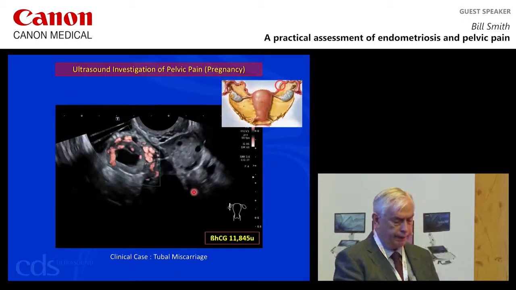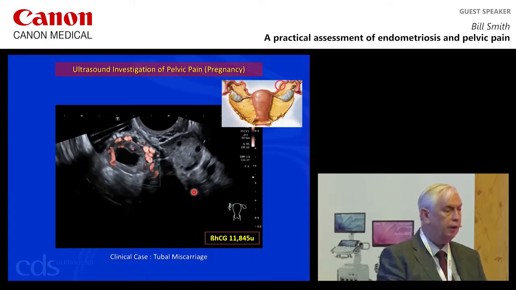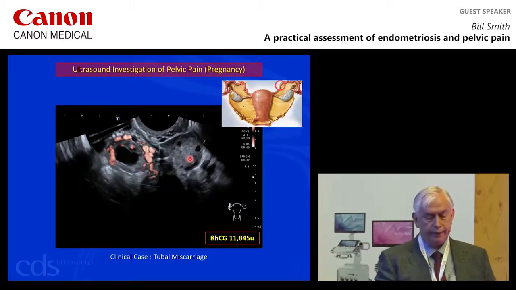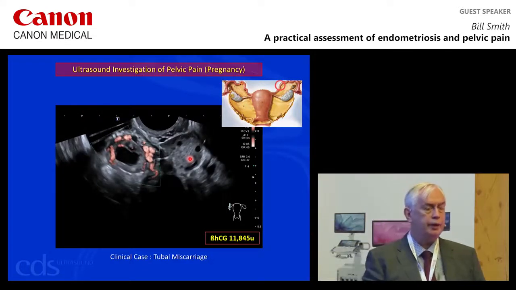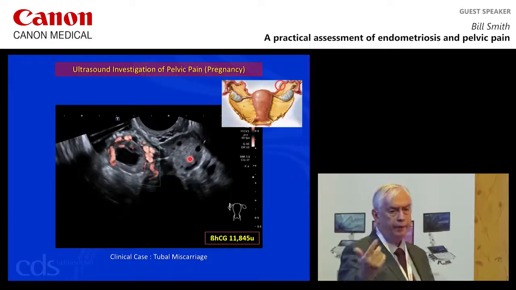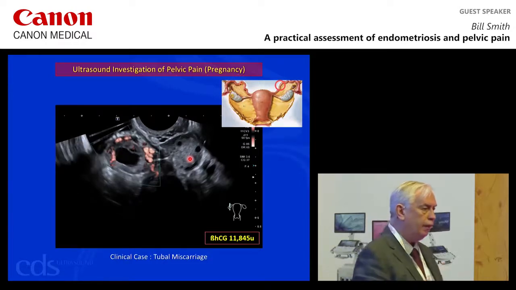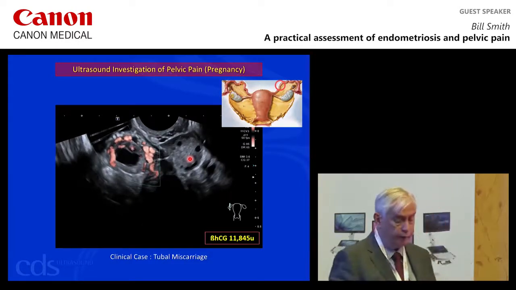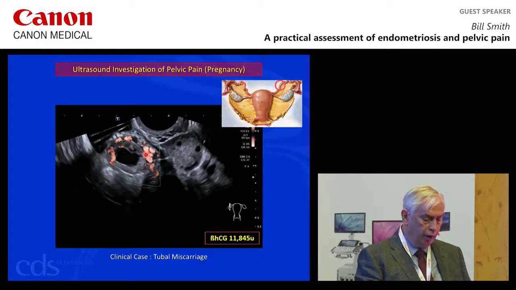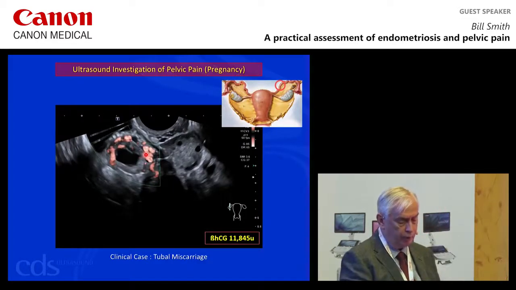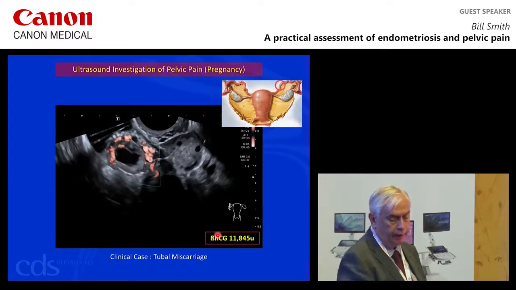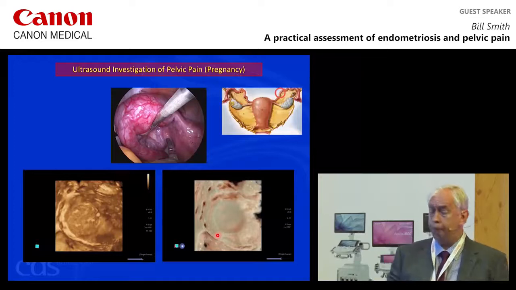So again, here's what looks like a corpus luteum, except that's the ovary there. And it's surprising how often we see patients who have tubal miscarriage, and the miscarriage occurred months beforehand. They present with irregular bleeding, sometimes they present with pelvic pain. And again, just to show how the blood flow around that tubal lesion reflects beta-HCG levels. And that's the lesion here.